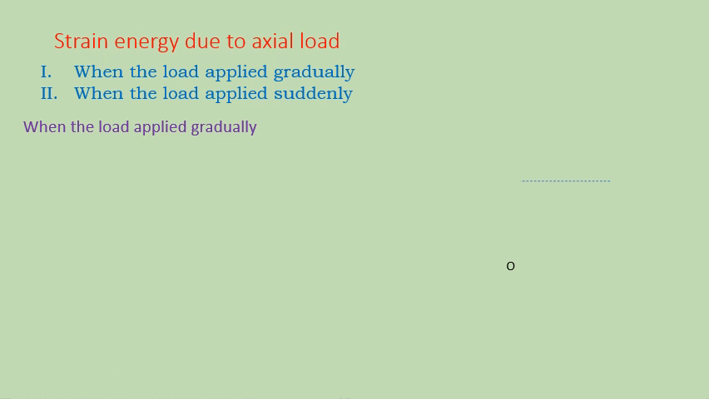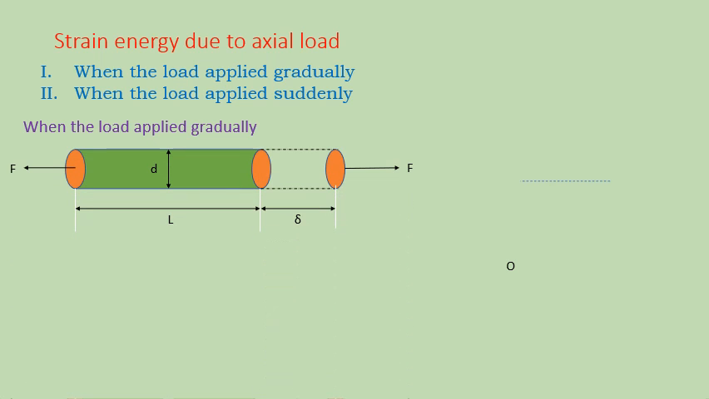So let us consider the first one, when the load applied gradually. So for that, let us consider a prismatic bar subjected to axial load, that is tension. So as shown in this figure, when the load is applied gradually from 0 to F, the extension of the bar increases. In the right hand side we can see the bar is extending by an amount delta. So thus the load F does work, so which is shown in the figure by the dotted line.